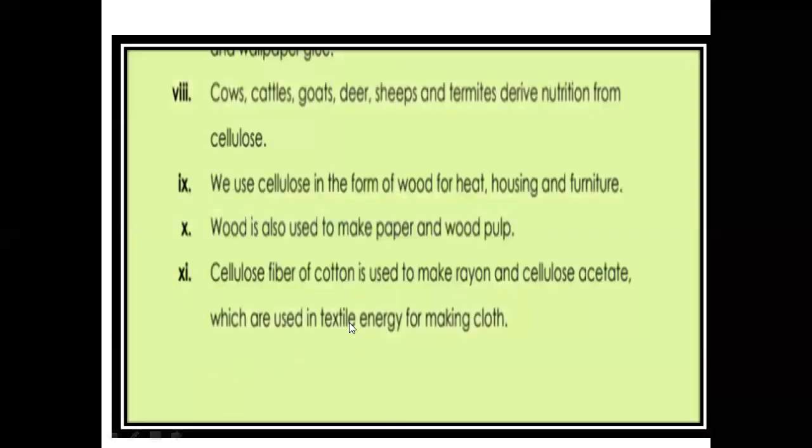Cows, cattle, goats, deer, sheep, and termites eat cellulose, or they eat plants which contain cellulose. We use cellulose in the form of wood for heating, housing, and furniture. Wood is also used to make paper and wood pulp. And the cellulose fiber of cotton is used to make rayon and cellulose acetate, which are used in making clothes.